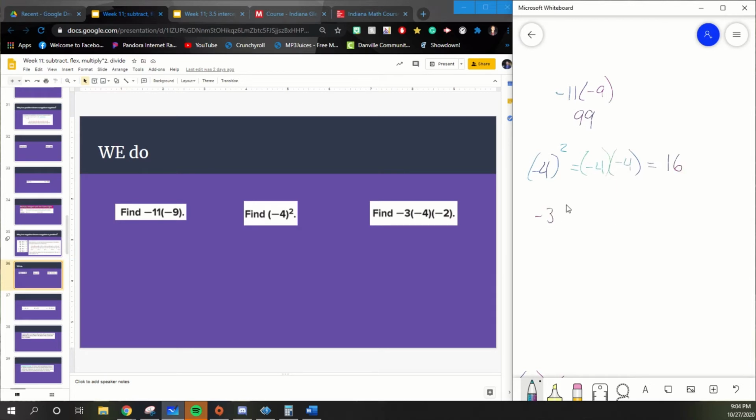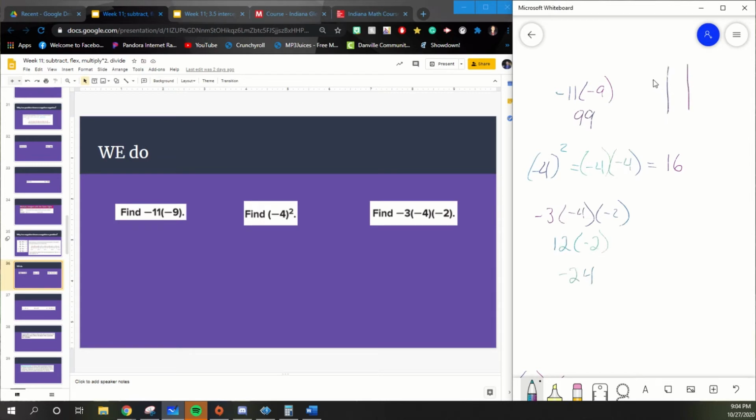And a negative 3 times a negative 4 times a negative 2. Negative 3 times negative 4 is positive 12. So now I have positive 12 times a negative 2, which gives me a negative 24, because a positive times a negative is a negative. Just like this positive times positive was a positive, this positive times a negative is a negative.